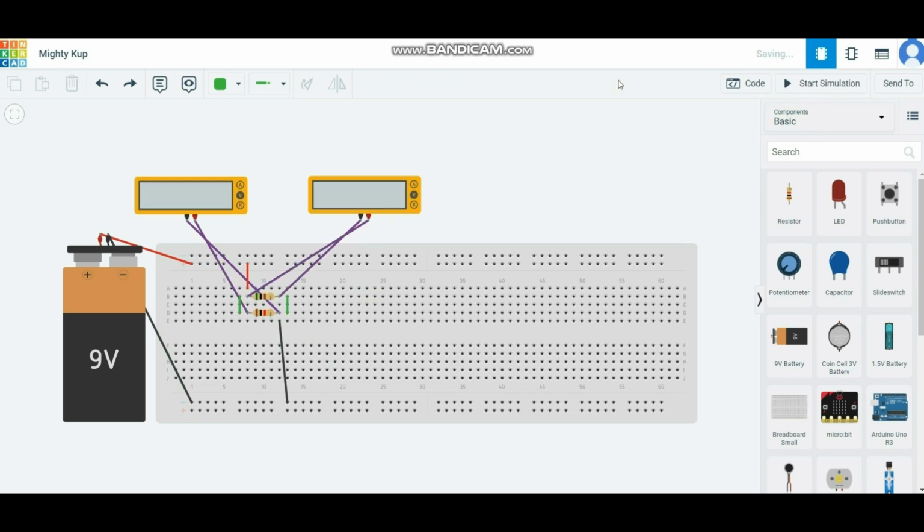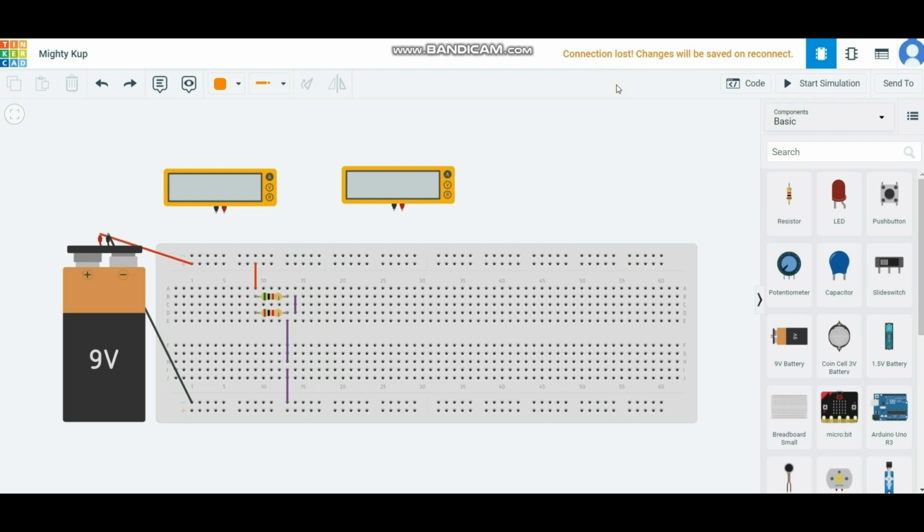Next, I'm going to show how to measure the voltage across R1 and R2. The voltage across the resistors in a parallel circuit would be the same. And we start the simulation, and we get 8.96 volt for each resistor.